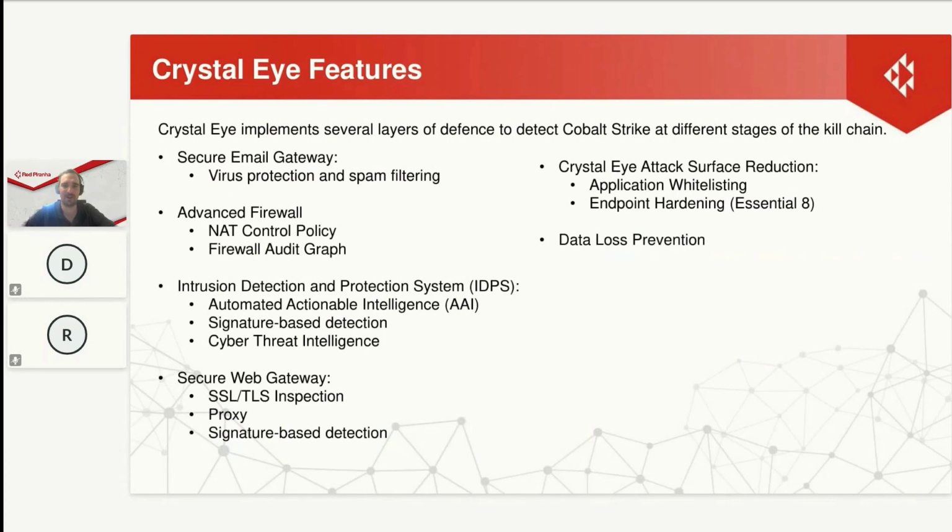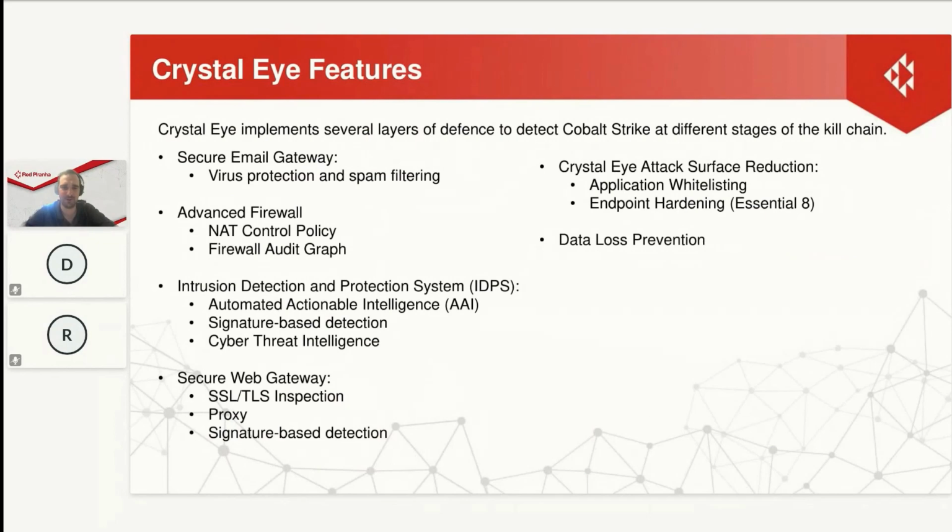We can then use the advanced firewall. If you had firewall settings blocking certain ports going outbound, or certain rules on lateral movement, like talking within the internal network, you can potentially block those. We also have a firewall audit graph, which helps visualize how the firewall is working to see if there are any holes in your system. The next one would be our IDS and IPS system.